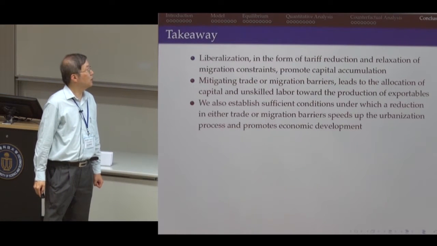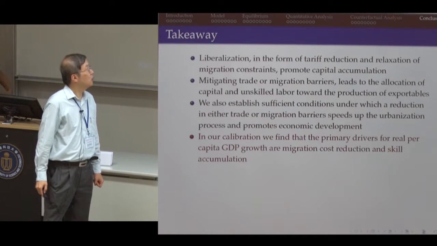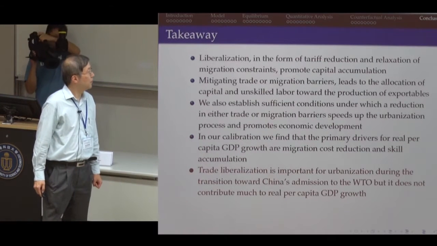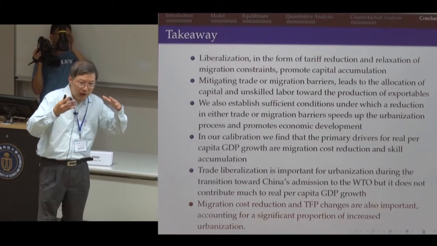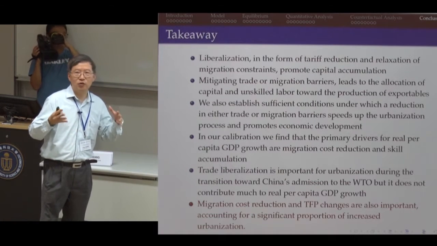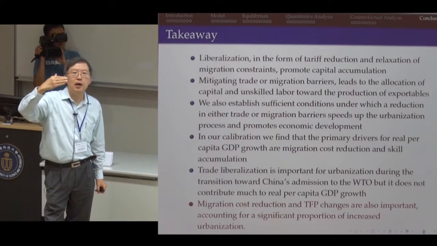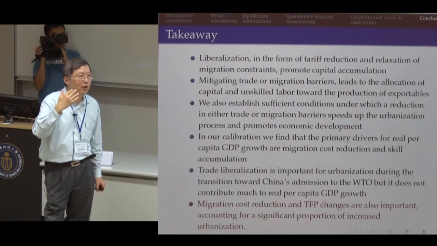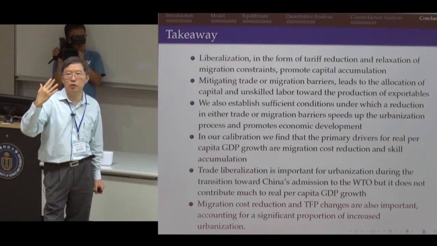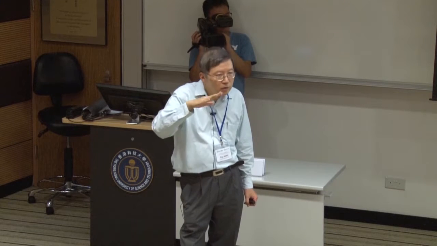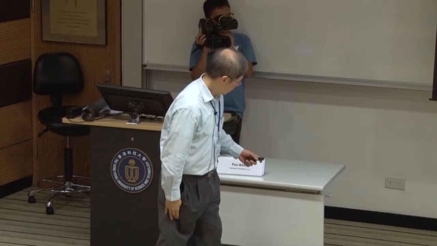So since I have 0 minutes, I had better move to the takeaways. What I want to say is very simple. If you think about how important the reduction in the barriers is, well, trade barriers are crucial only in the early stage, not to GDP growth, not to real GDP growth, but most importantly to the urban employment increase. And to some degree, it's also important to the urban output share, okay? In terms of real GDP growth, it is really migration and the skill expansion which play the most important role. Thank you.